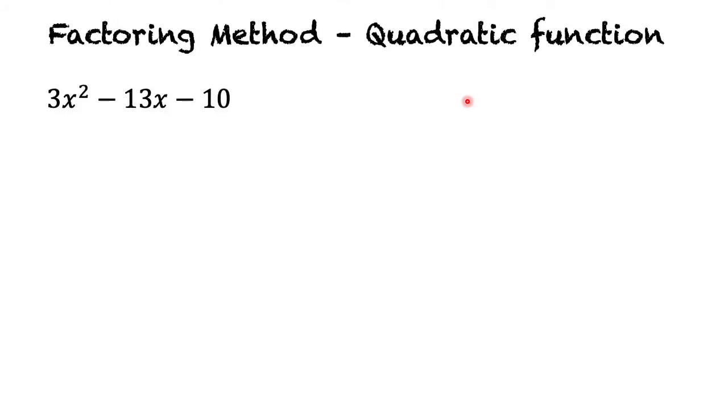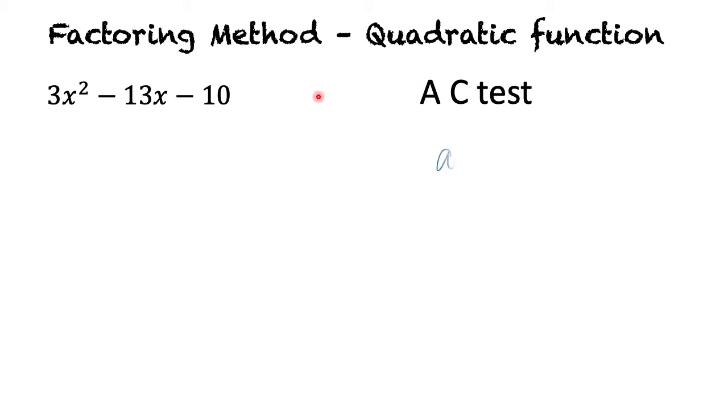Before we proceed with the example, let's have a review about the technique or method in factoring quadratics. Say for example, we have 3x squared minus 13x minus 10. So we will be using the method called AC test. For this method, we will have to analyze our quadratic that should be in the form of ax squared plus bx plus c, and therefore a is greater than 1.